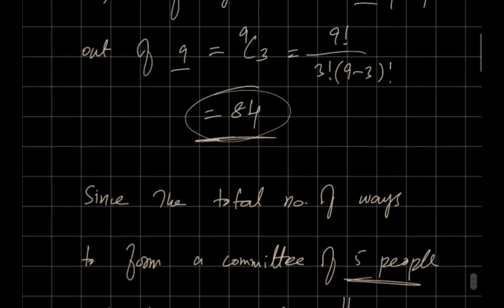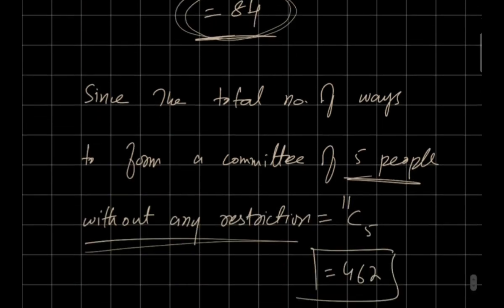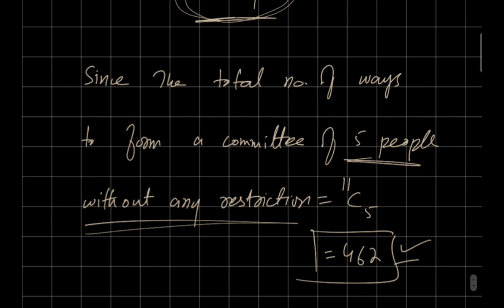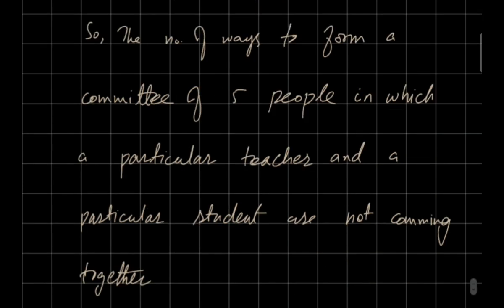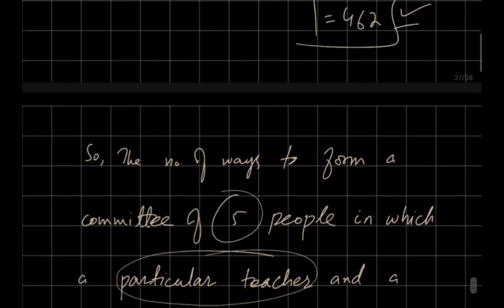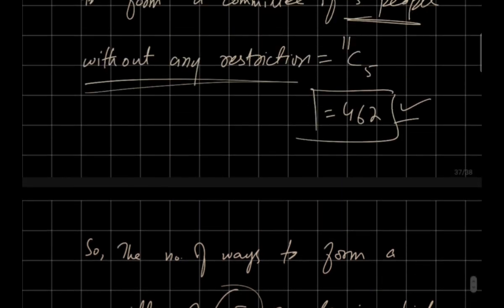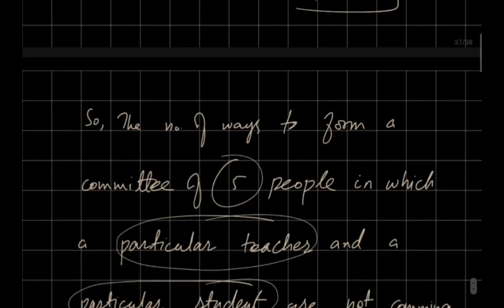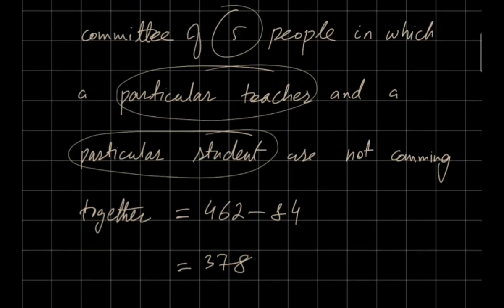Now we want to subtract these numbers from this total to get the number of ways in which a particular teacher and a particular student are not coming together. So the number of ways to form a committee of 5 people in which a particular teacher and a particular student are not coming together is the difference of 462 and 84. So our final answer is 378.